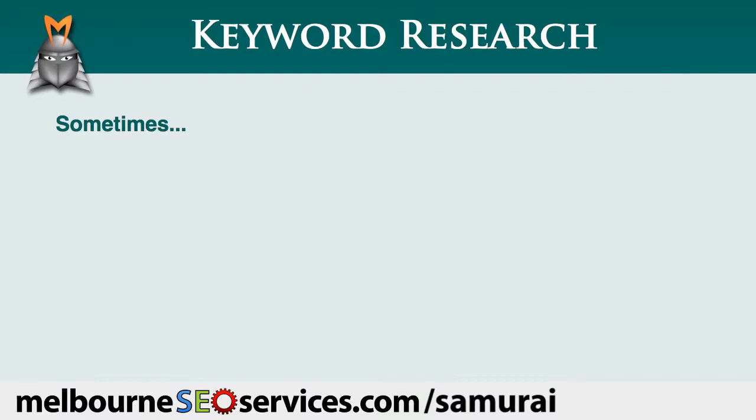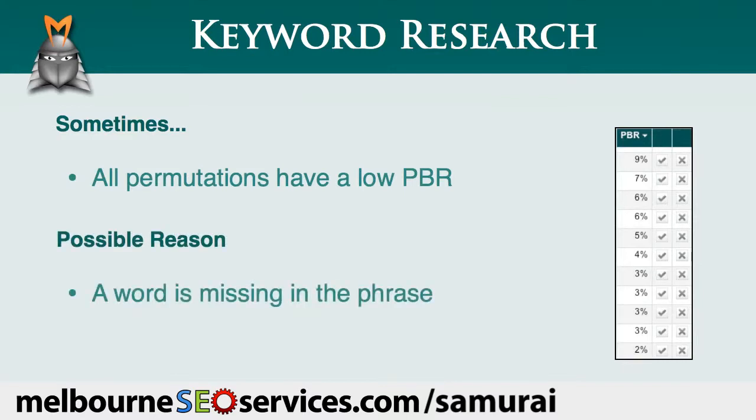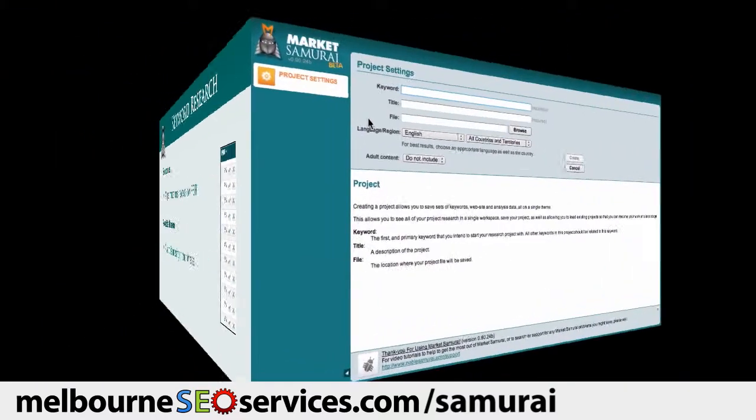Sometimes, when you conduct a permutation analysis, you'll discover that all of your permutations have a low PBR. One possible reason for this is that there is a word missing in the phrase that you're analysing. Targeting a partial keyword phrase can be just as bad as optimizing for the wrong keyword combination. Once again, you can spend lots of time, energy and money to build a website only to discover later that you've overlooked an important word. Let's take a look at an example so you can see exactly how this works.